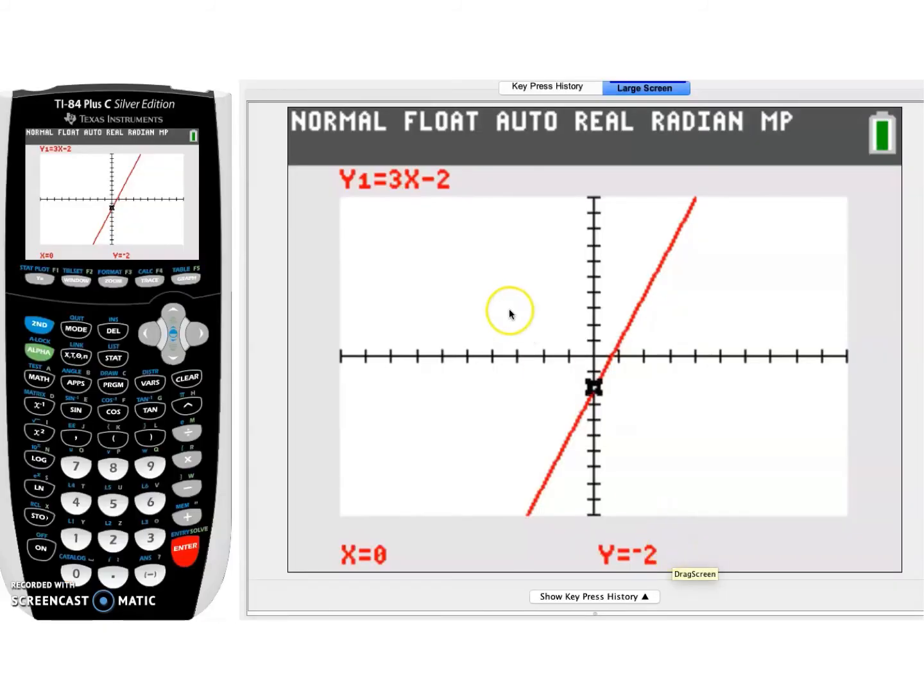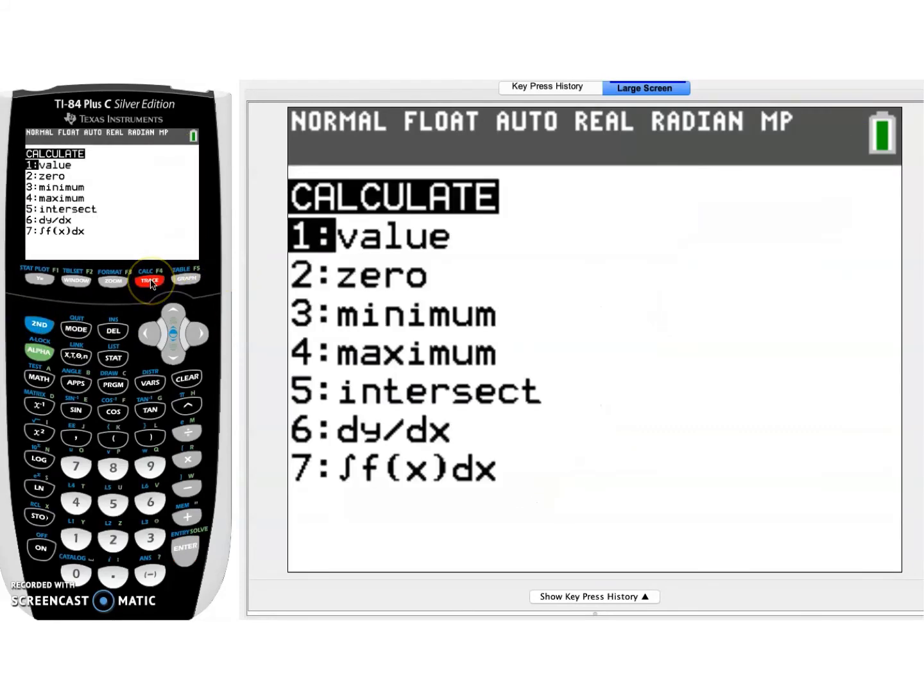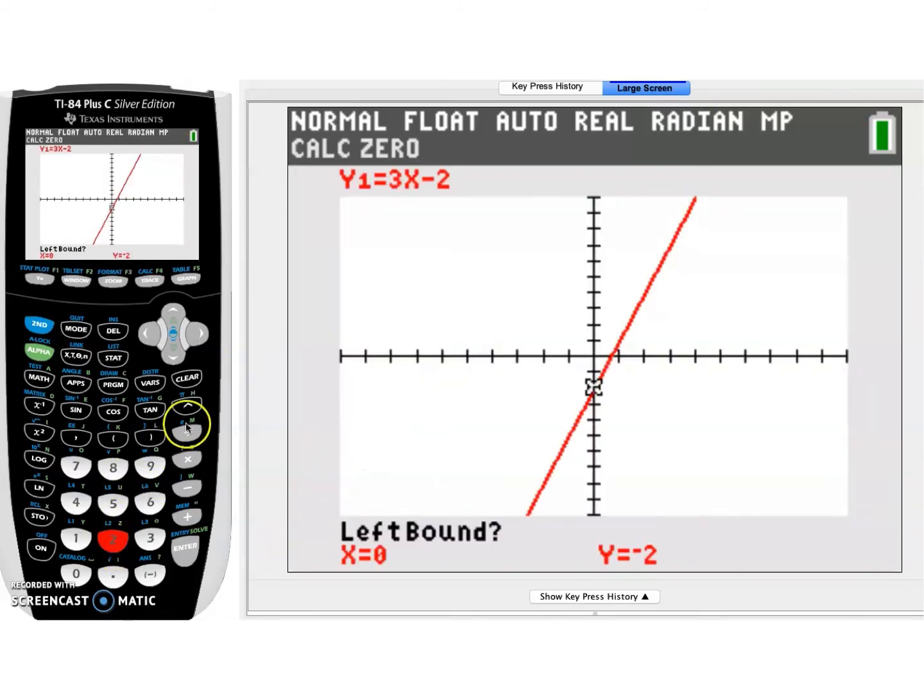To get the x-intercept, it's a little more complicated. You're going to hit second trace. You're going to select option 2 to find a 0. Remember, a 0 is synonymous with an x-intercept, so choose option 2. You're going to be asked 3 questions. Left bound, see down here, and then it'll say right bound and guess. And here's the idea. Your 0 is right here on the x-axis. You need to be to the left of where that occurs, which means you're going to be a little bit below. So I'm going to move this closer and hit enter, and now it says right bound.